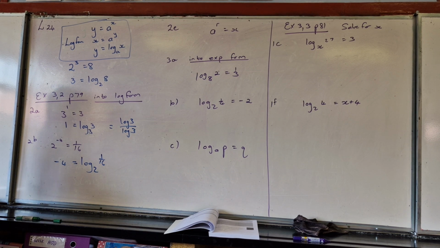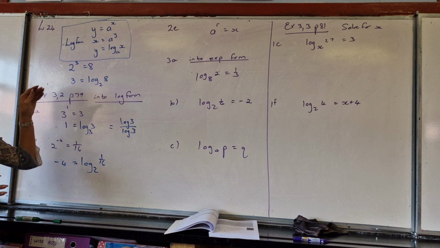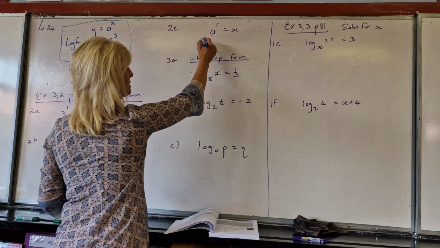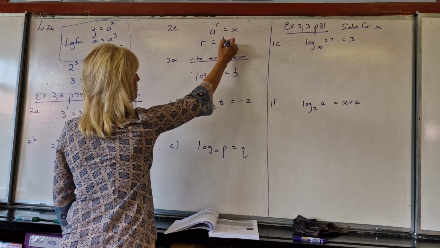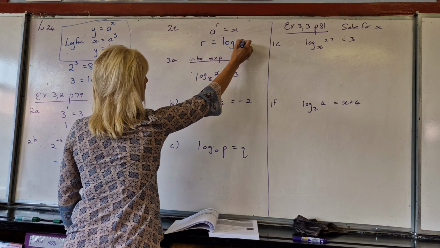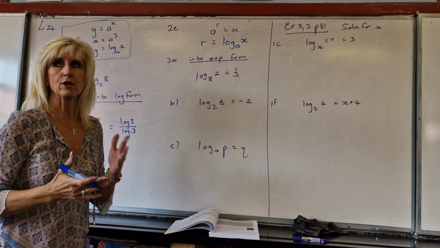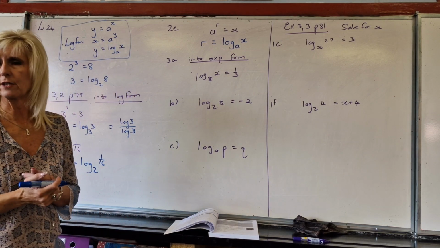With number 2e, unfortunately, there's no testing here. You'll have to know it's right. So we're going to say exponent is the subject, and the base is going to be still a, and that should be log a of x. Now you can't test that. You've got to know that it's correct.